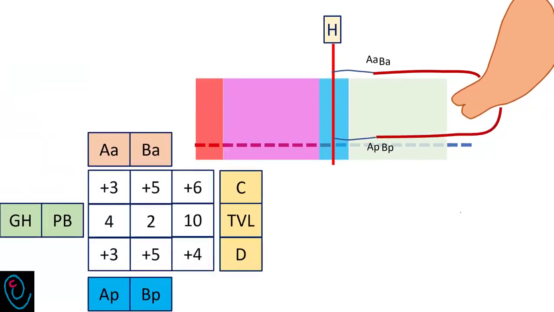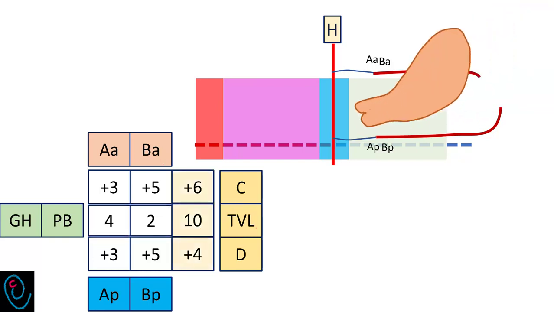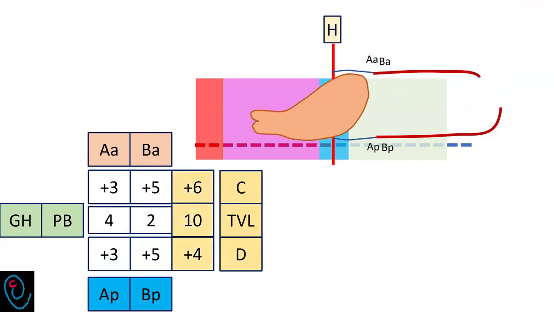Now let's assess the stage of prolapse in our case scenario. We know that total vaginal length is 10 cm and the cervix prolapsed to 6 cm beyond the hymen. This means apical compartment prolapse is stage 3. In the anterior compartment, A anterior is plus 3 and B anterior is plus 5. Here you can see A anterior and B anterior. This means the anterior compartment is also prolapsed to stage 3.